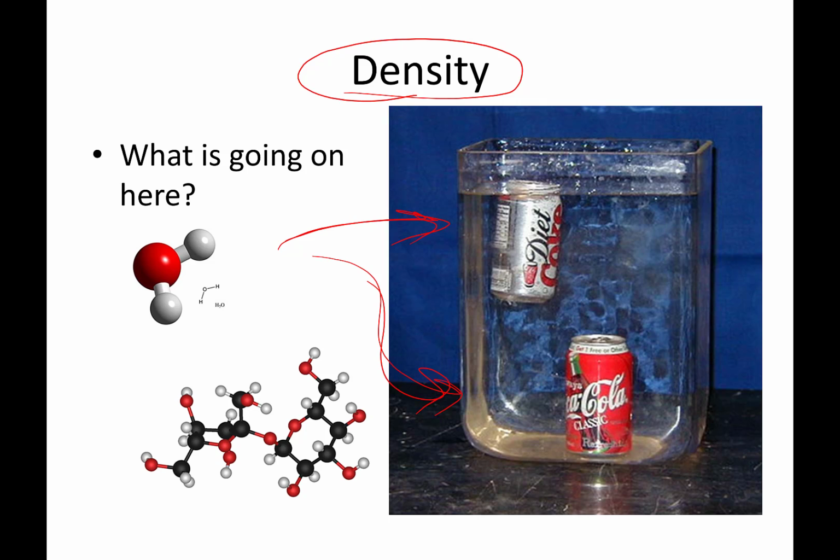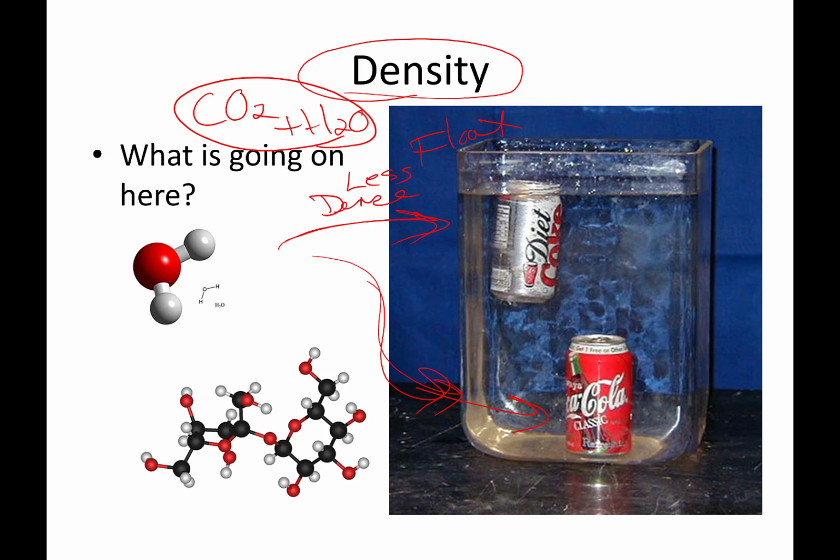What's going on here? Well, what's going on is the soda pop contains carbon dioxide that is mixed in with the water molecules, and there's gas mixed in, so it makes the diet pop less dense than water, and it has a tendency to float. So what the heck is going on with the full octane pop that makes it sink?